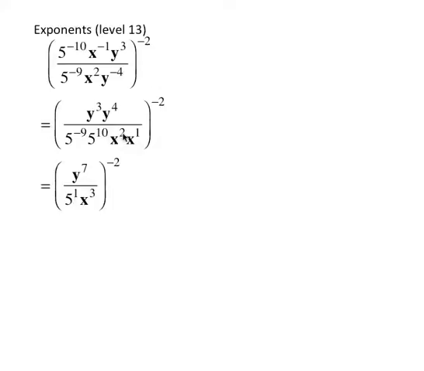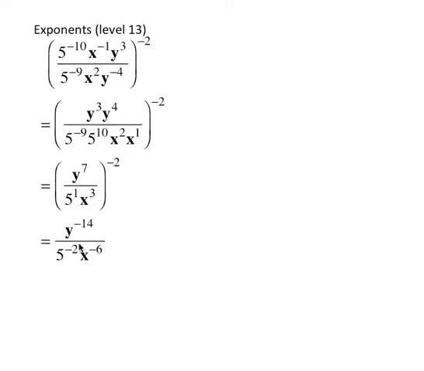And then x to the 2 times x to the 1, I'm going to add the exponents, x to the 3. Now I have powers of powers, so this negative 2 is going to multiply all these exponents. So we're going to end up with y to the negative 14 over 5 to the negative 2 times x to the negative 6, like that.